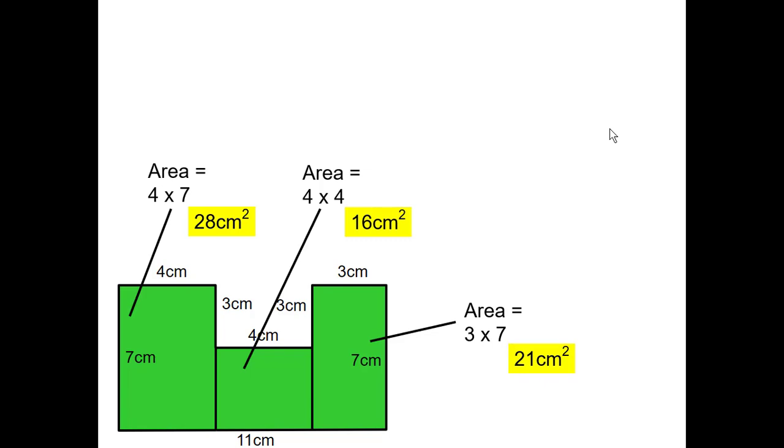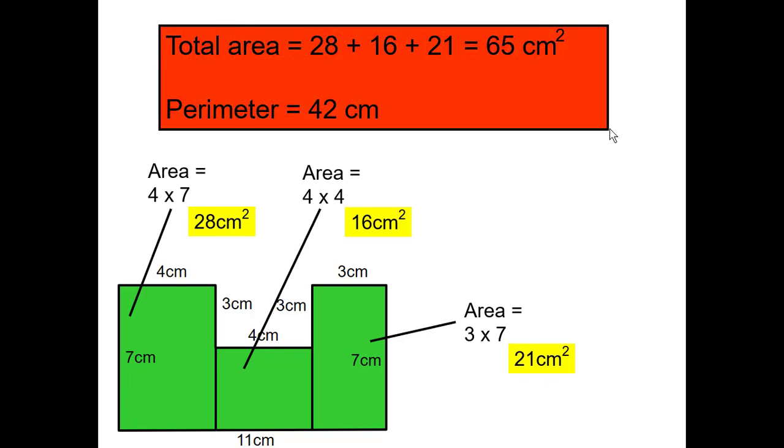And right after that, you add the area of the two rectangles and one square, and you get 65 centimeters squared. For the perimeter, you have to get 7 plus 11 plus 7 plus 3 plus 3 again plus 4 plus 3 plus 4, and you end up getting 42 centimeters.